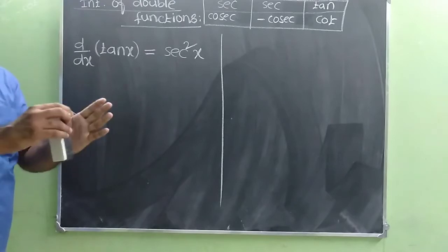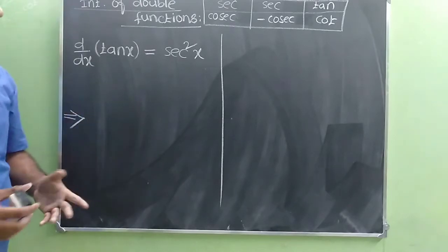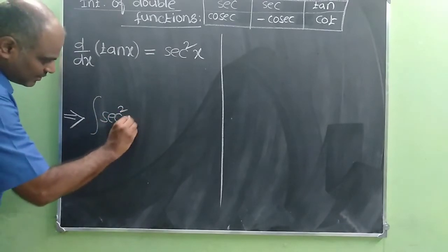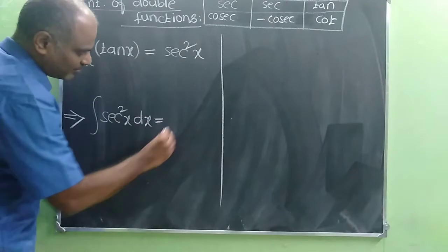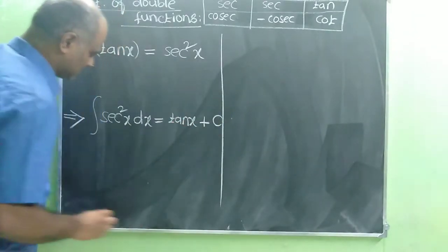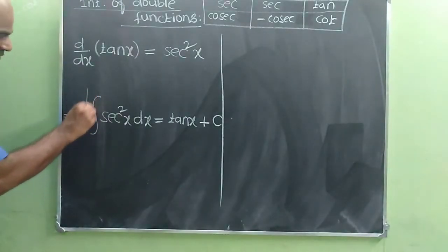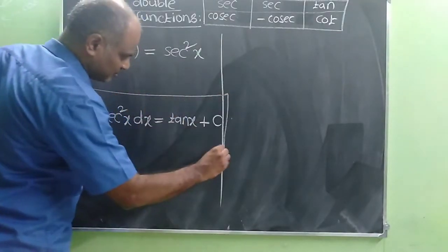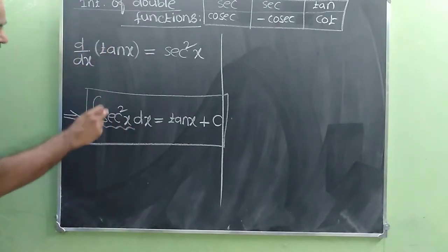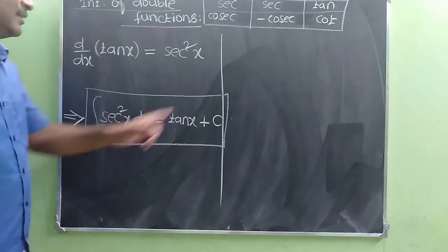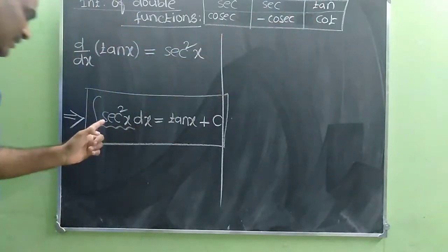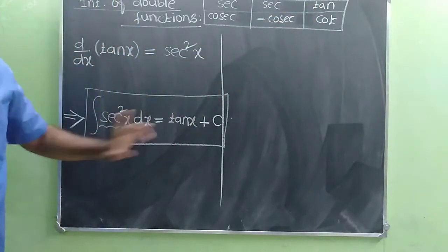So integration is the reversal process of differentiation. This implies integration of secant square x dx equals tan x plus a constant, because this is an indefinite integral. Here the integrand is secant square x, which is the double function secant x and secant x. Integration of secant x into secant x equals tan x, that is, integration of secant square x equals tan x.